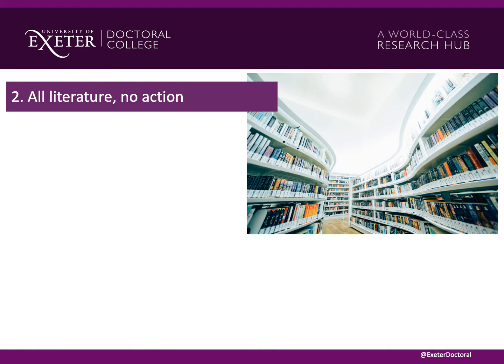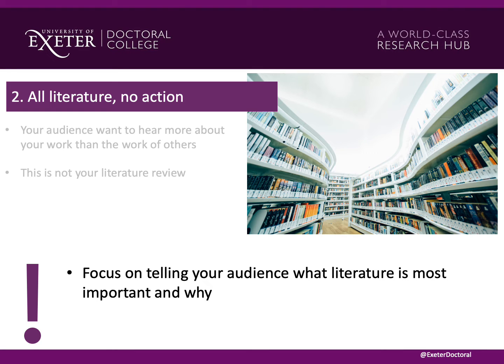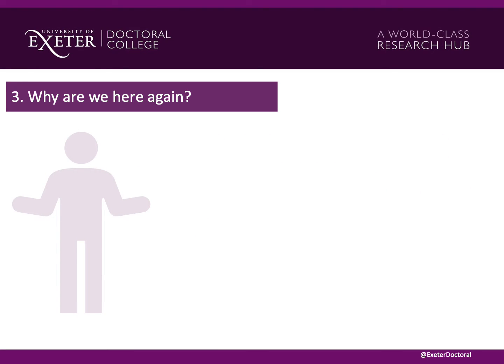Number 2, all literature and no action. Your audience wants to hear more about your work than the work of others, which, if it is a specialist conference, they have probably already read or are at least aware of. Whilst you want to demonstrate you know the research area, this is not your literature review. You should focus on telling your audience what literature is most important and why. You can also bundle the literature up into sensible groupings and use just one author to represent an idea or argument.